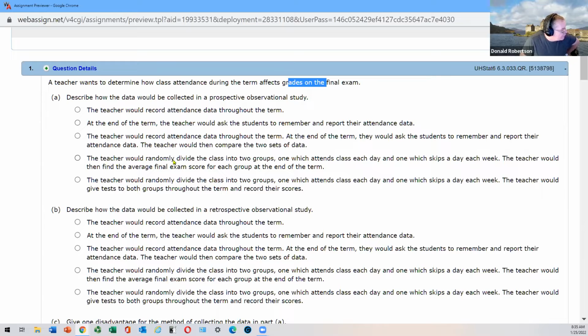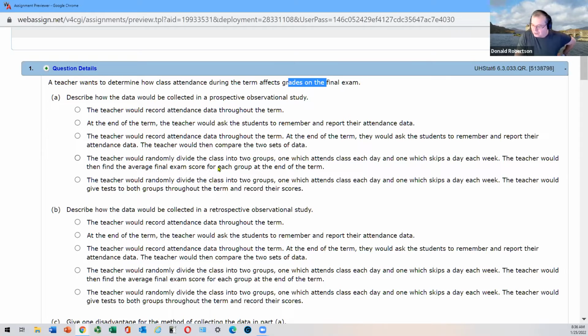The fourth one, the teacher would randomly divide the class into 2 groups, one which attends class each day, and the other which skips a day each week. Oh God, I can imagine. I'd like some volunteers. Who wants to skip class and who has to come every day? Oh God, that would not work. Anyway, if anything, wouldn't that be an experiment?